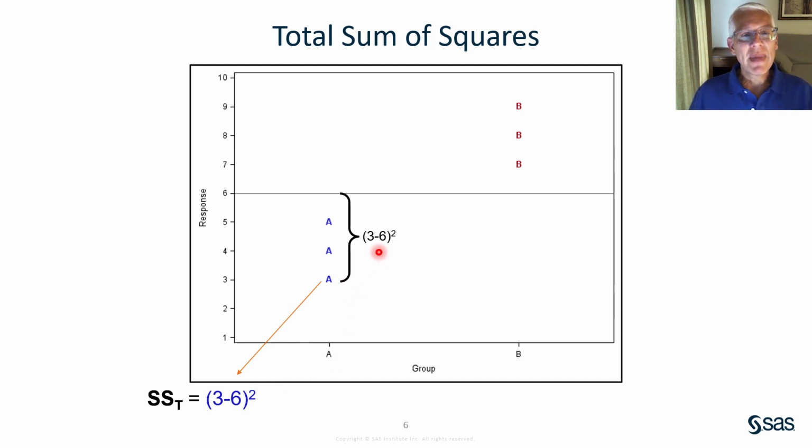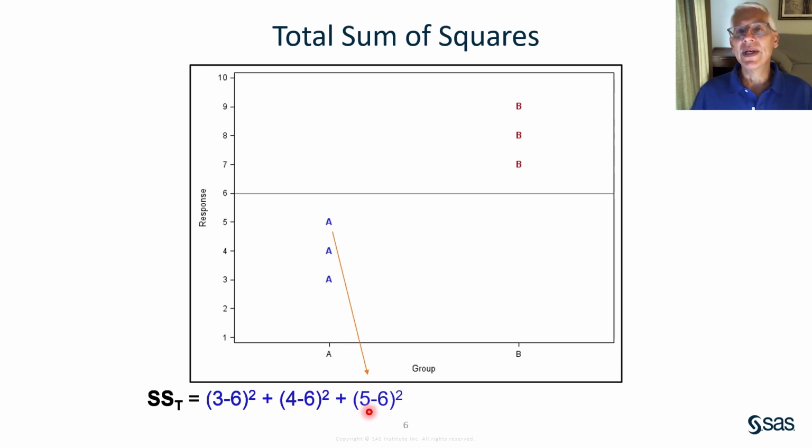So the only way we can get a measure of the variability is by squaring those values. I'm going to say 3 minus 6 and square that value. I'm going to say 4 minus 6 and square that value. I'm going to do that for the last term in group A and square that value. Now don't forget, we also have group B. So I want to take each individual observation from group B, subtract off the overall average, and square that. When we do that for all 6 of our observations, that gives us our total sum of squares, and it turns out for this particular example, it totals to 28.